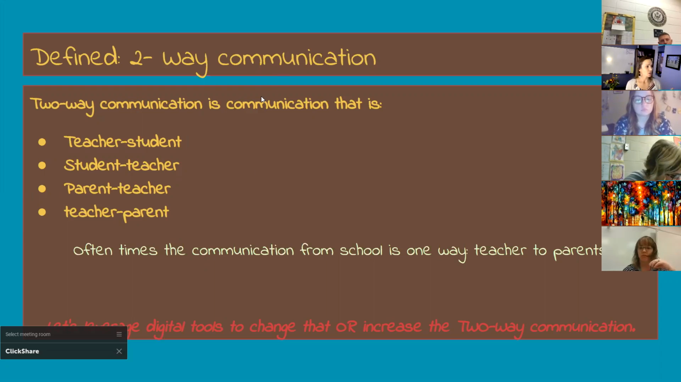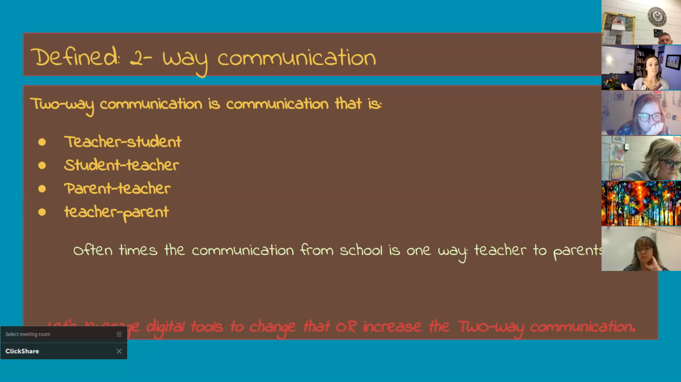We want to make sure that we have the teacher to student communication, which is easy, right? Right now we're seeing our students and we can have that communication with them. We want to have student to teacher. That's easy. They're in our classrooms, they raise their hand, they ask a question, however that interaction goes for you. Parent to teacher. Do your parents feel comfortable emailing you to ask that question? Which could look different too if you are in the 9-12 setting, right?